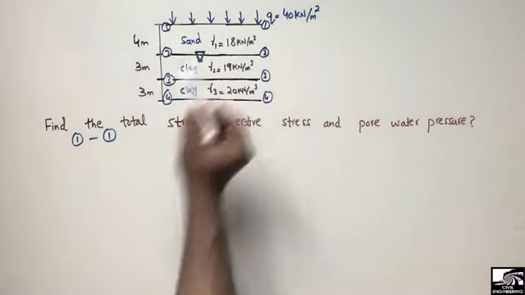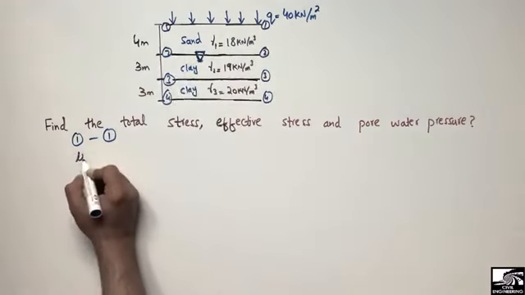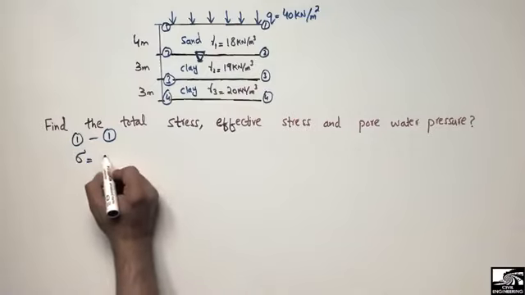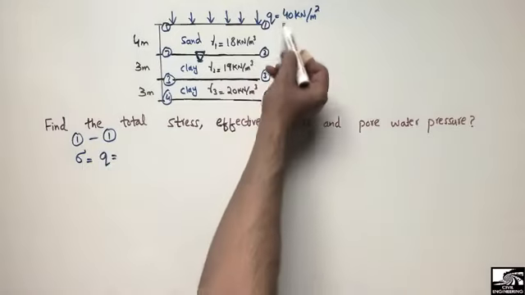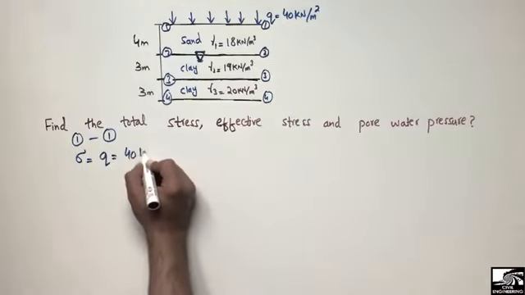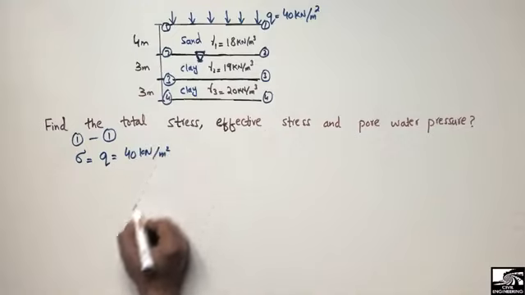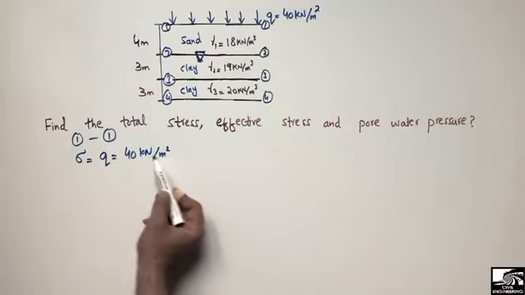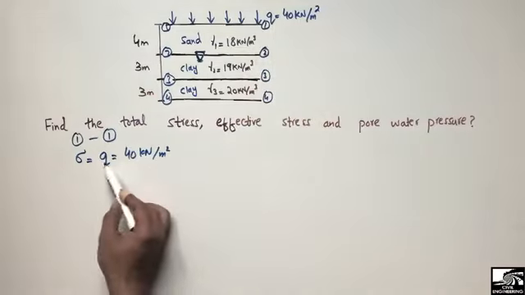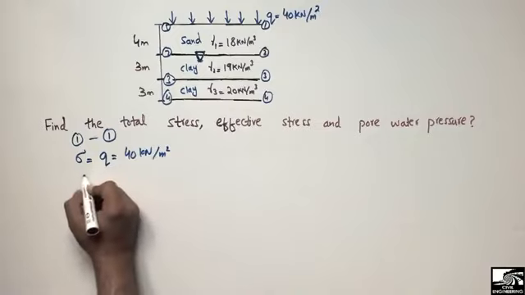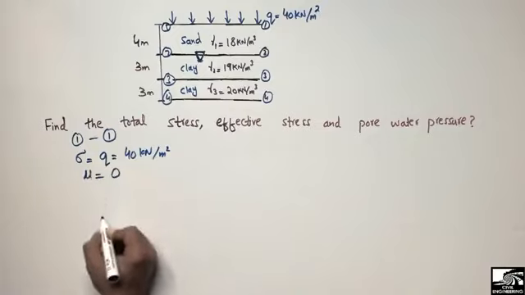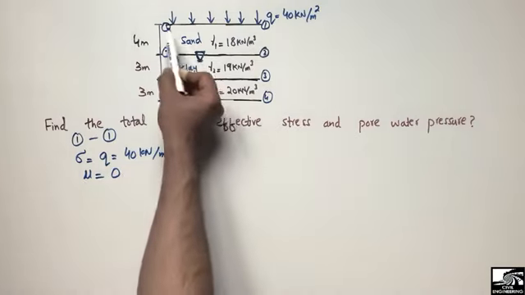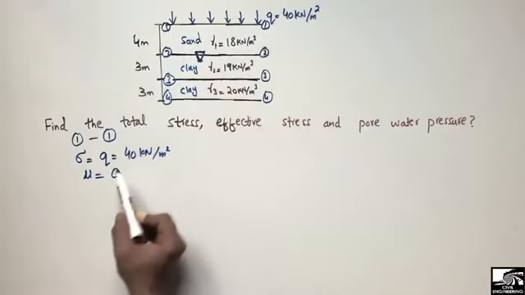it means the top of the soil. So at the top of the soil, the total stress is equal to the total pressure acting on the soil, which is q in this case, and it is equal to 40 kilonewton per square meter. There is only the external pressure acting on the soil, so we can call it q, and it is equal to 40. The pore water pressure is equal to 0, because the water table is acting below the 1-1 point.